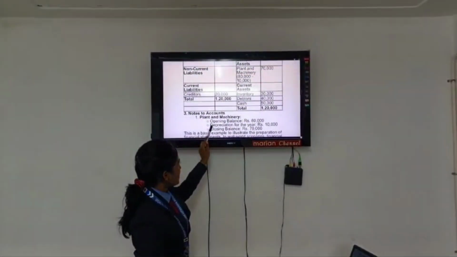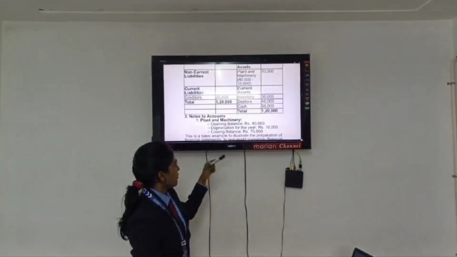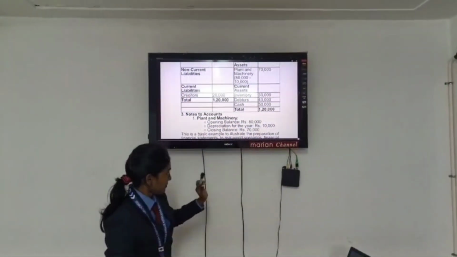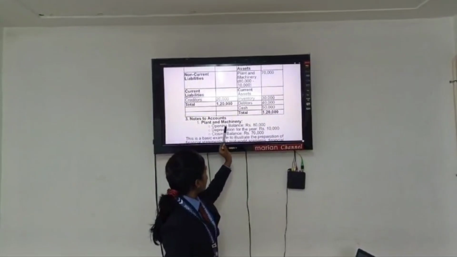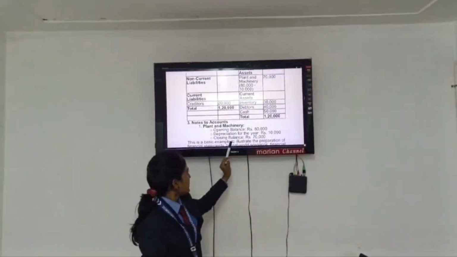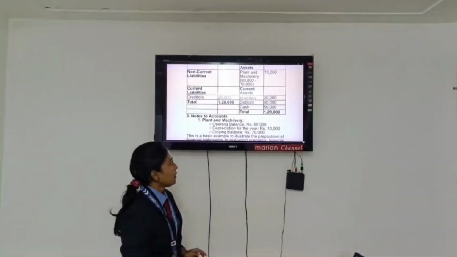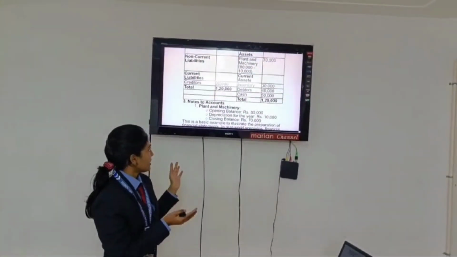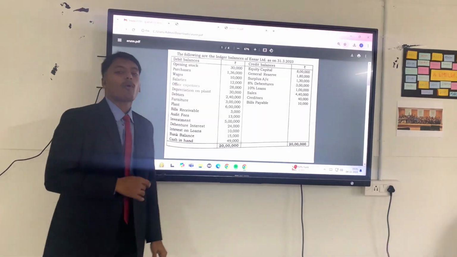So the plant and machinery opening balance is 80,000. We have depreciation for that year, which is 10,000. After deducting depreciation from the opening balance, the total is 70,000. So whatever we adjust in our financial statement, we show as the notes to account. Now we can go to the next problem.